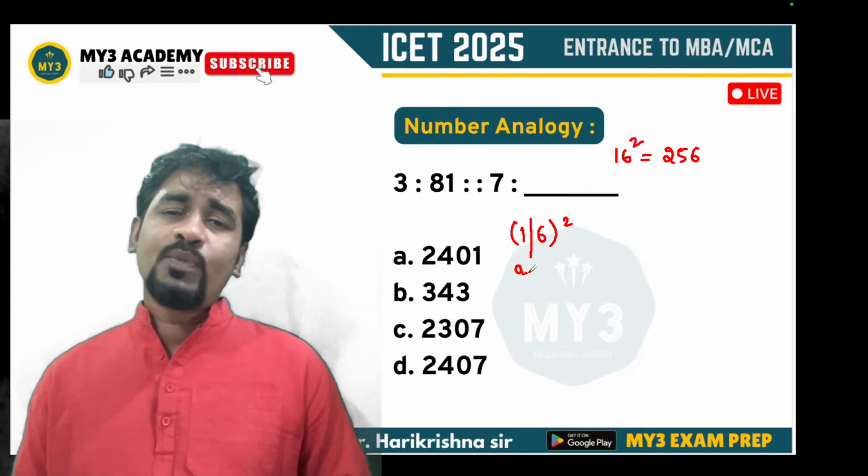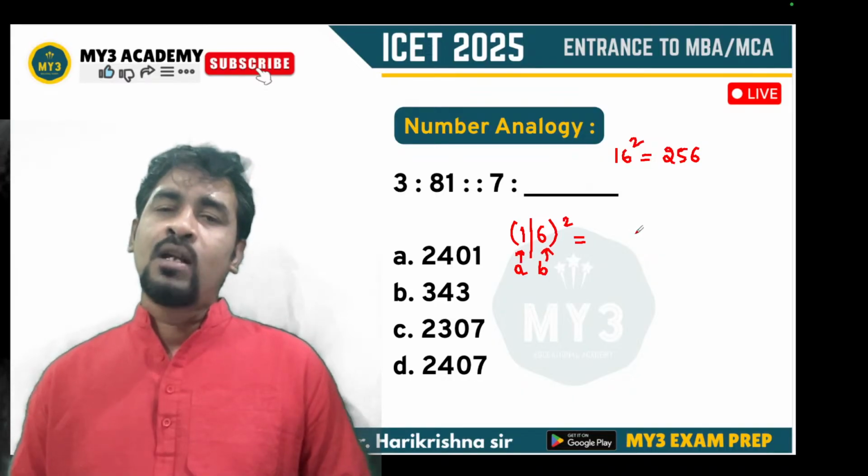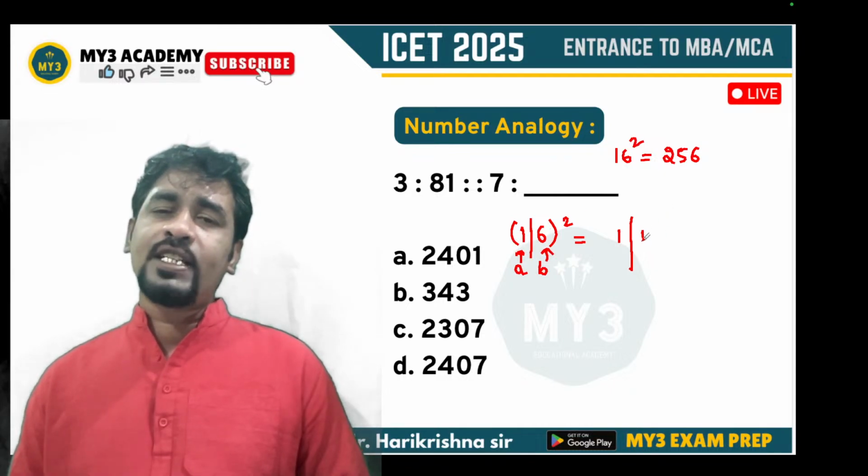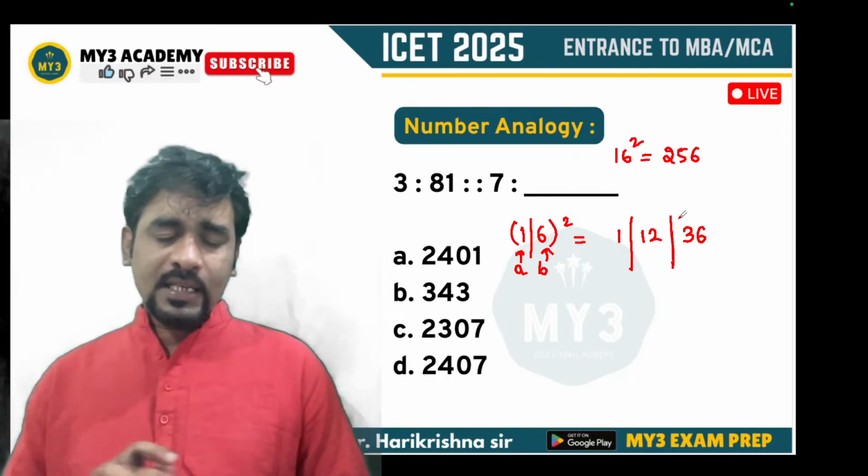How to apply the (a plus b) whole square formula here? So for 16 square, take a value as 1, b value as 6. So a square means 1 square, which is 1. 2ab means 2 times 1 into 6, which is equal to 12. b square means 6 square, which is equal to 36. So is this your direct answer?